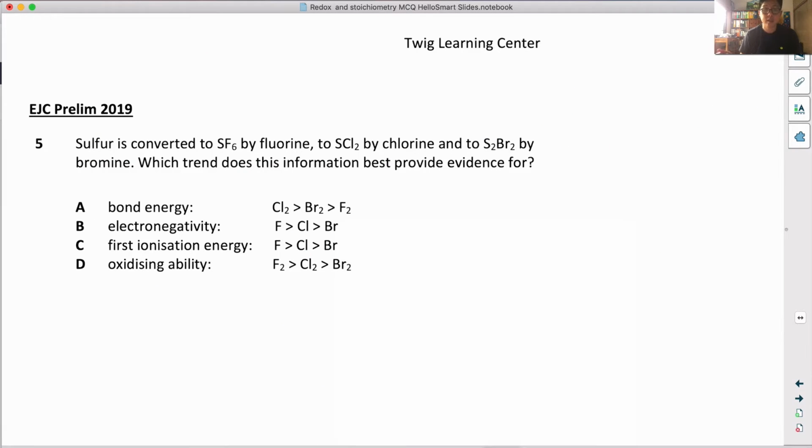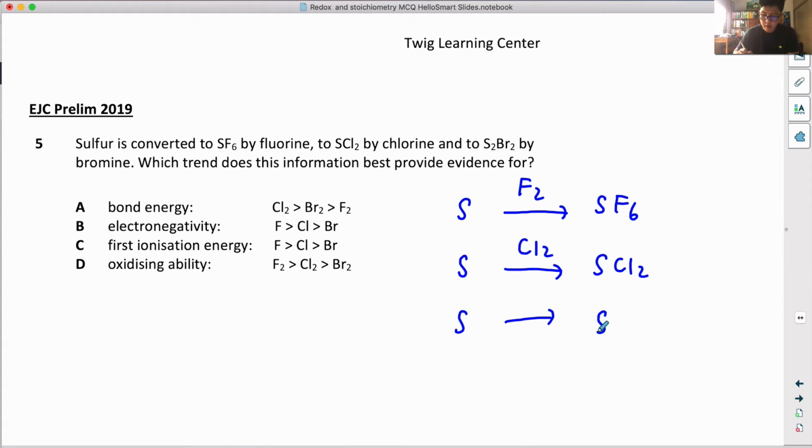Okay, let's go through question number 5. It says sulfur is converted to SF6 by fluorine. Sulfur is actually converted to SCl2 by chlorine, and it's actually converted to S2Br2 by bromine. So what's the difference?